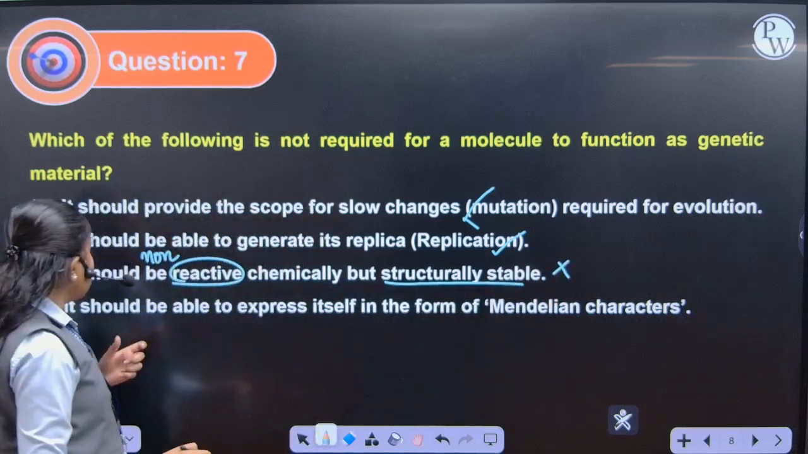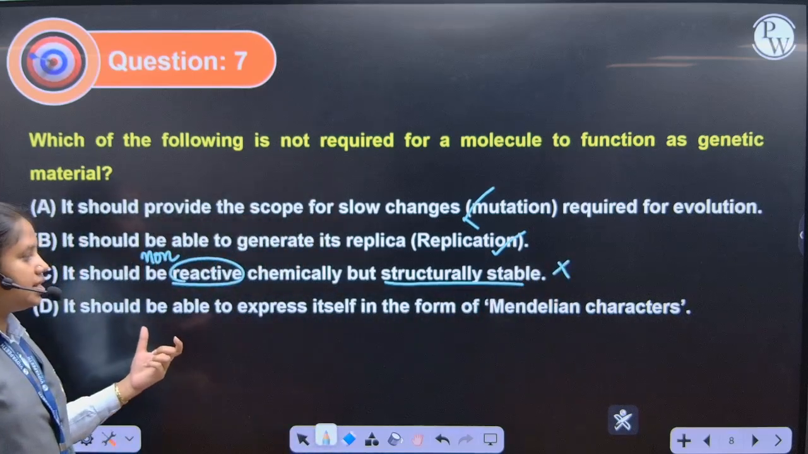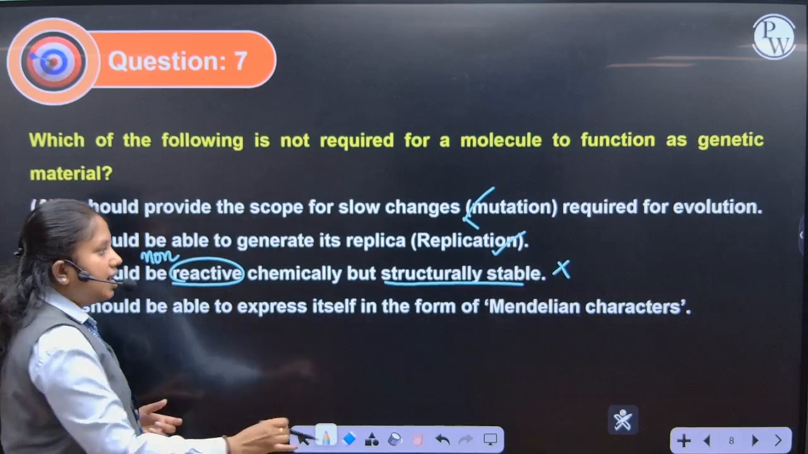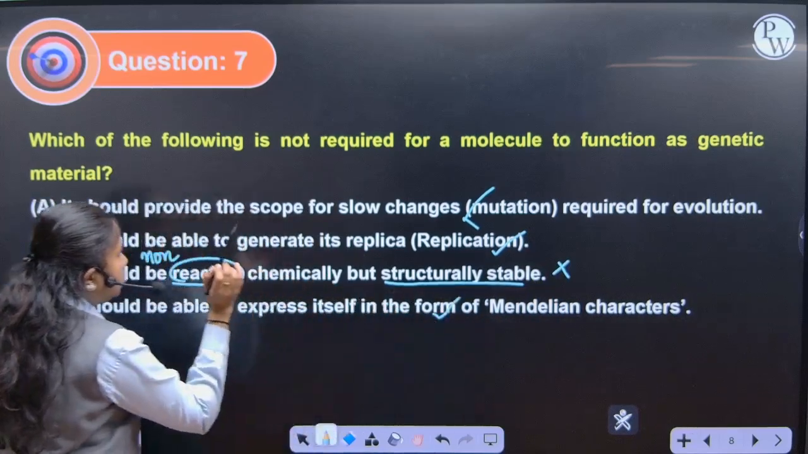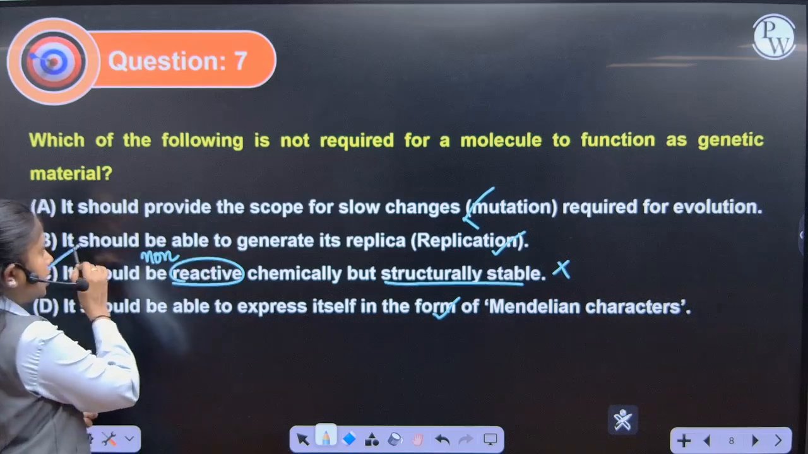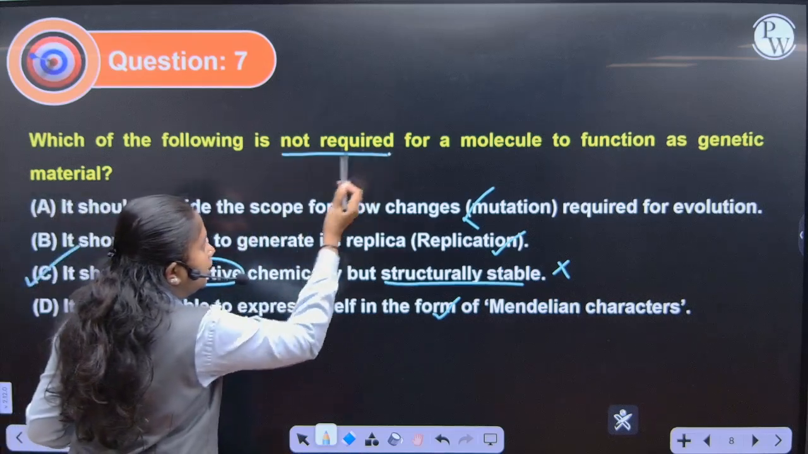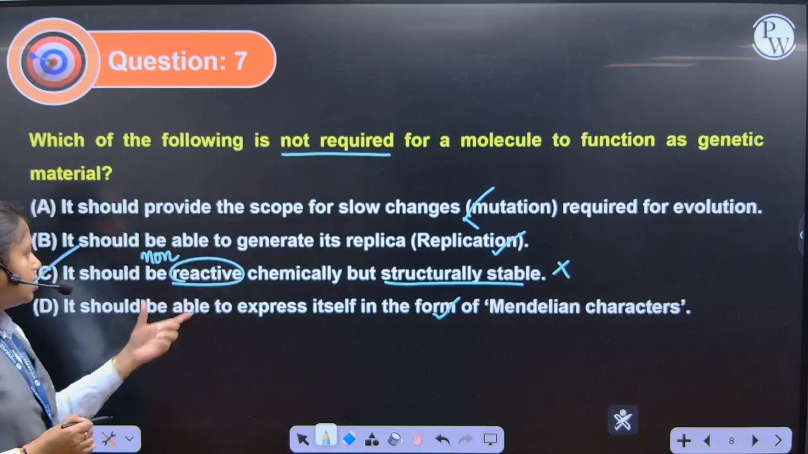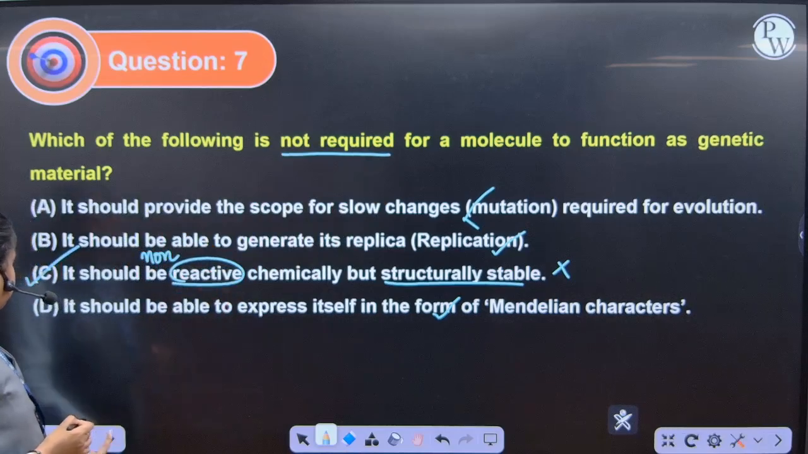Then we have the last option. It should be able to express itself in the form of Mendelian characters. Again, this is also a property. So the correct answer is option C, since they have asked which is not required to function. So the answer will be option C here.